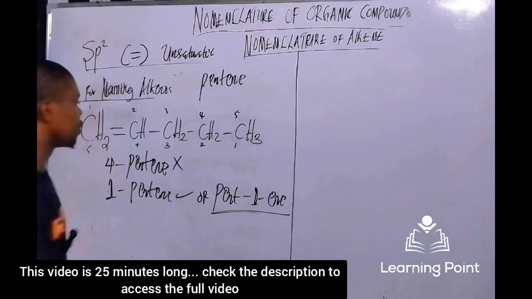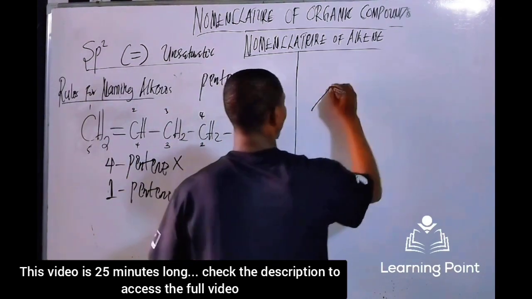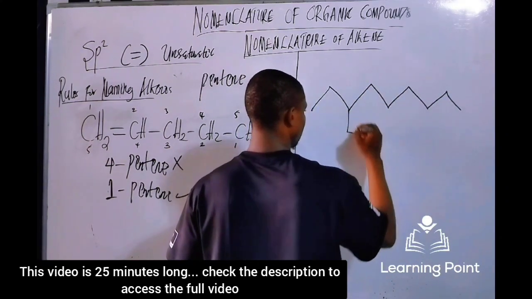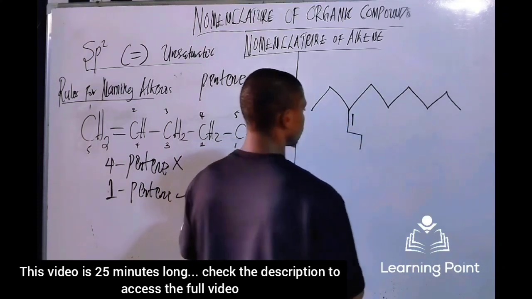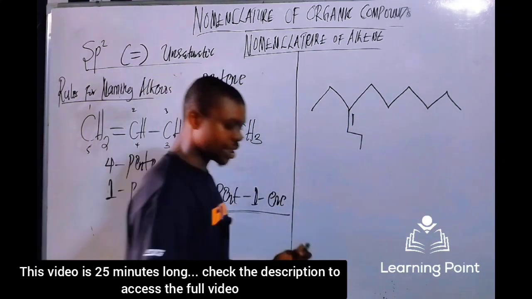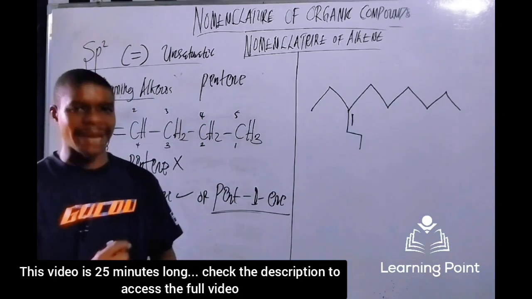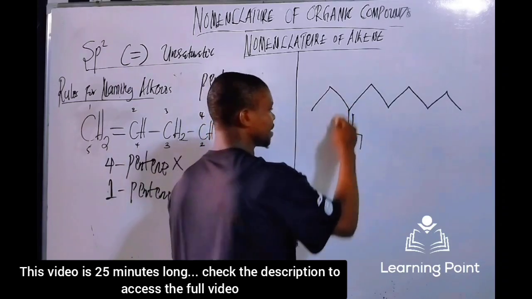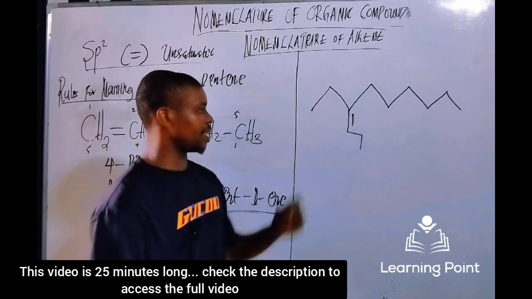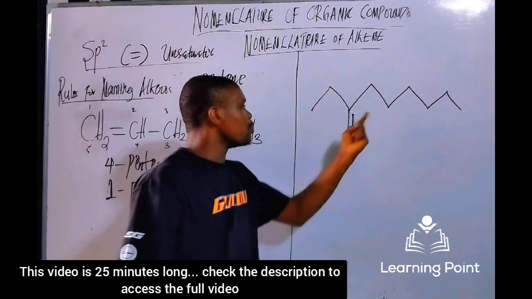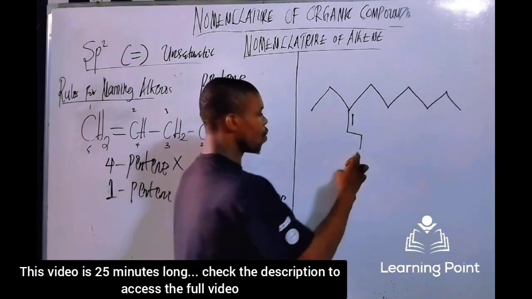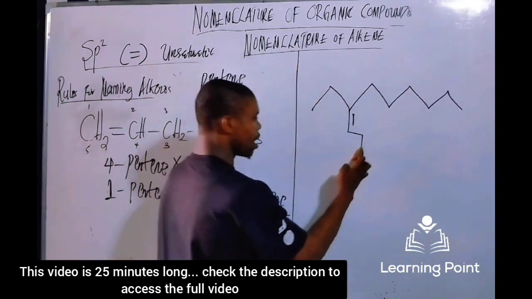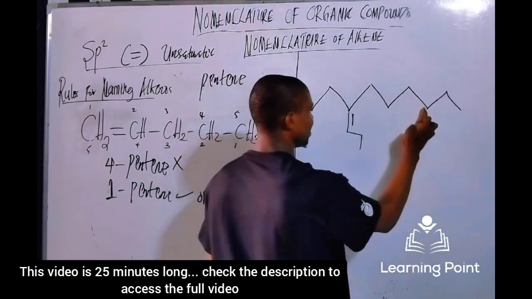But now let's do more. If, for example, I have something like this, let me draw the skeletal structure here. So what will be the parent chain? Remember I have my double bond here, so I must number it in a way that includes the double bond. So I'm going to have 1, 2, 3, 4, 5, 6, 7, 8, 9, 10.